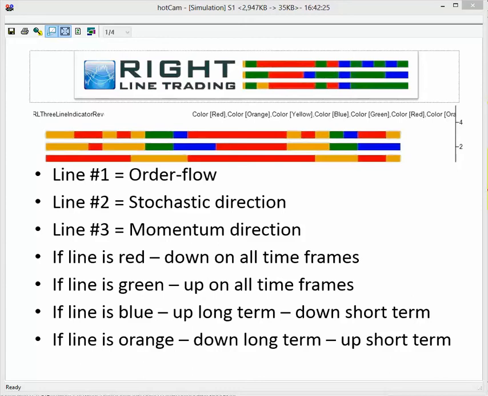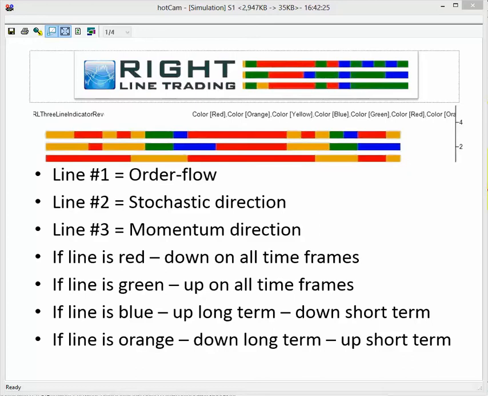Now, if the line is red in our 3-line indicator, that means that order flow, stochastic, and momentum are down on all analyzed time frames. If it's green, it means that order flow, stochastic, and momentum are up on all analyzed time frames. If it's blue, we're up long term and we're down short term.